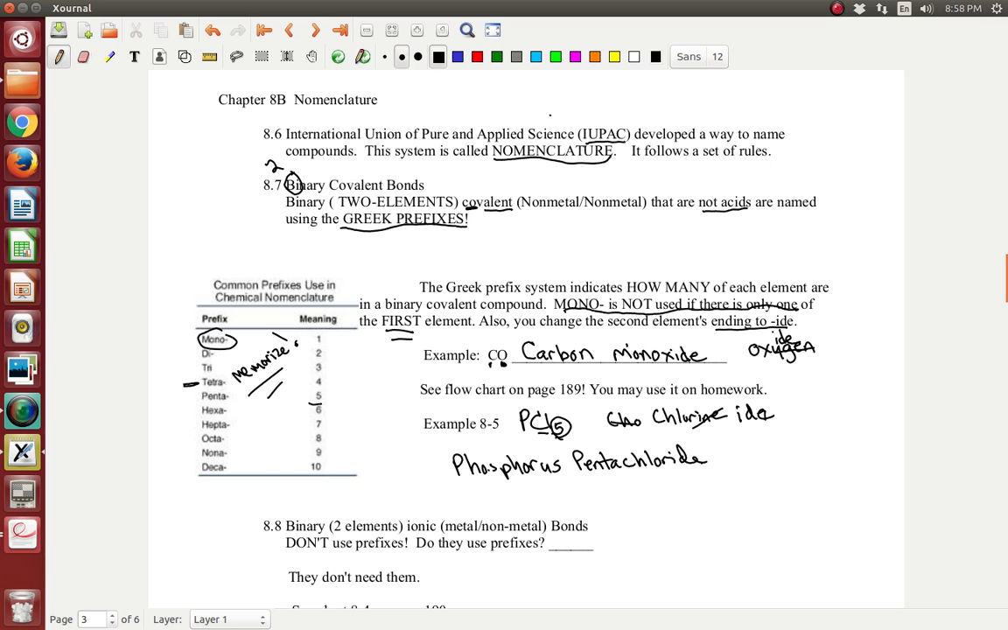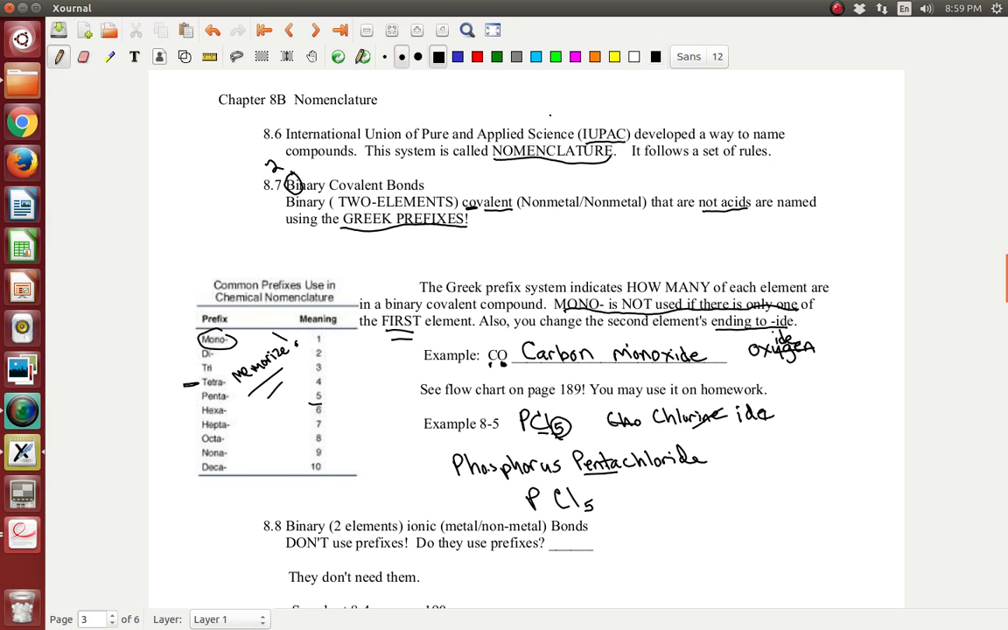Now I want you to see that you could go backwards with this. If I said, what is the formula for phosphorus pentachloride? You'd say phosphorus, oh, that's a P. Pentachloride. Chloride is chlorine, and penta means I have five of them. So you use Greek prefixes with covalent molecules.